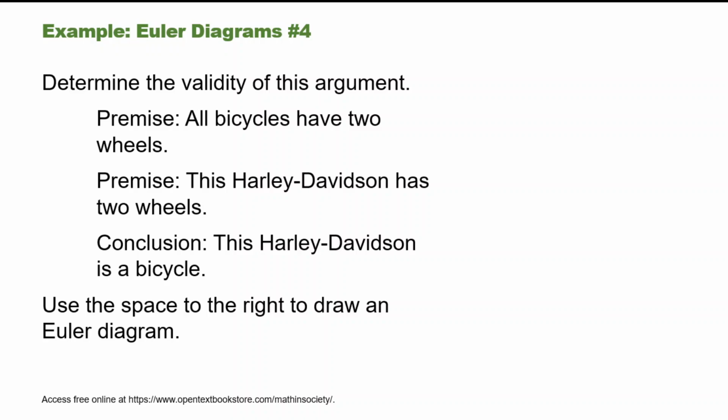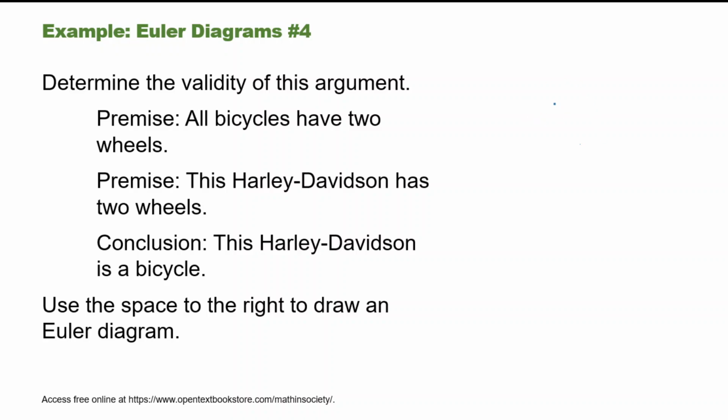Example, Euler Diagrams number 4. Determine the validity of this argument. Premise, all bicycles have 2 wheels. Premise, this Harley-Davidson has 2 wheels. Conclusion, this Harley-Davidson is a bicycle. Use the space to the right to draw an Euler diagram.